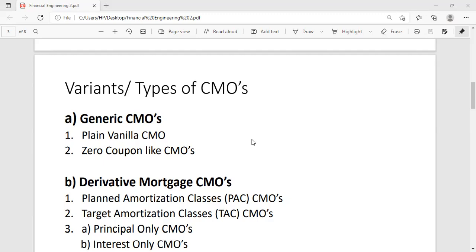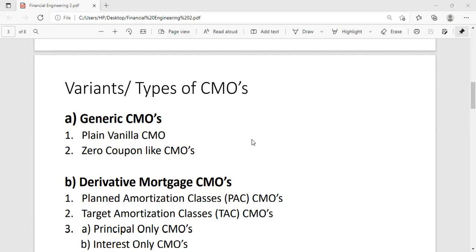In zero coupon bonds, the interest is a kind of interest deferral obligation, and those payments are not paid to the zero coupon like CMOs unless the other payments are made. CMOs reduce prepayment risks here. How is that?